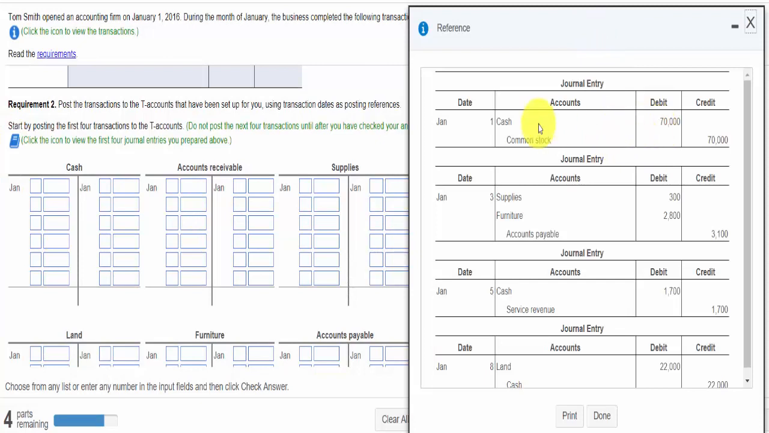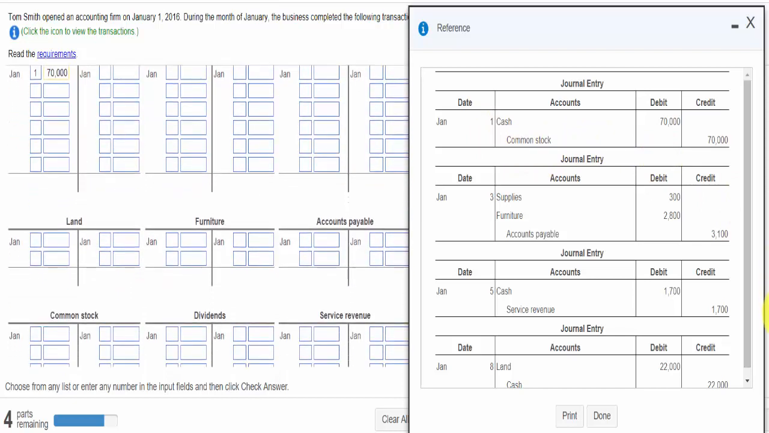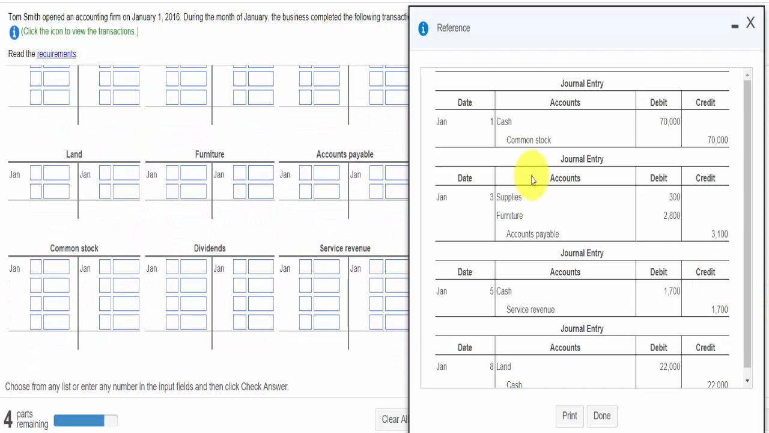The first entry we post is January 1. Here cash is debit. We write 70,000. Debit cash. Second is credit to common stock. Common stock on January 1 credit 70,000.